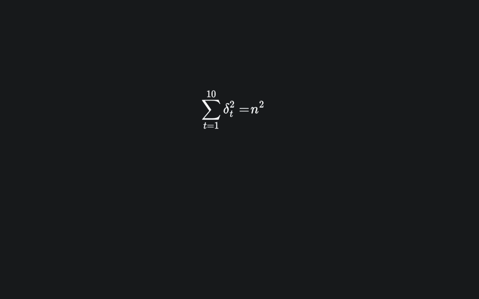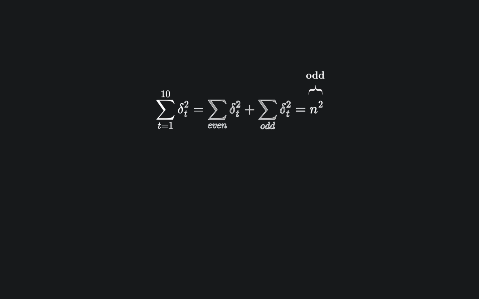To prove this, we first need the fact that if n is odd, then so is n squared. Now, our first condition states that the sum of delta sub t squared is equal to n squared. Since we assume n is odd, so is n squared. Now, we will split our sum into 2 parts, the sum of the even terms and the odd terms. Since the sum of the even delta sub t squared is even, the sum of the odd delta sub t squared must be odd. Since delta sub t is odd, so is delta sub t squared.